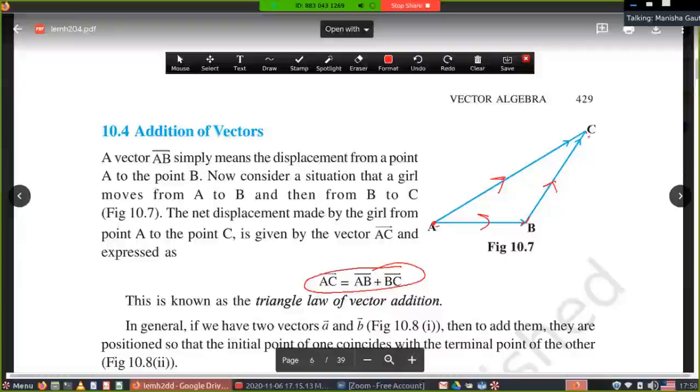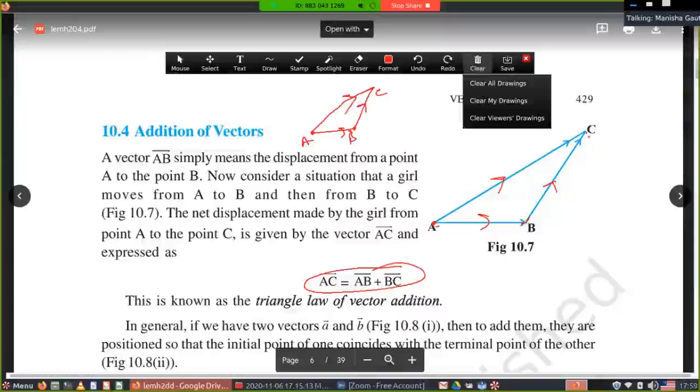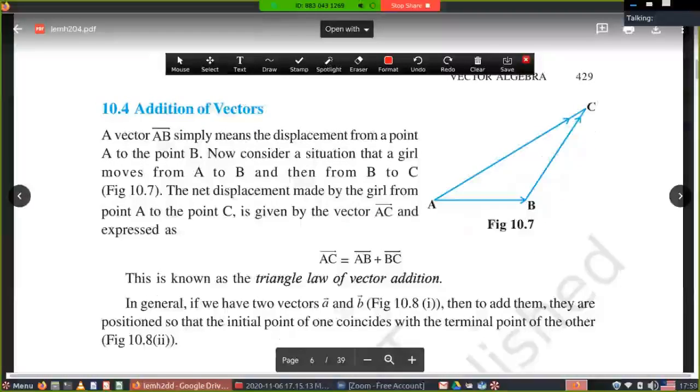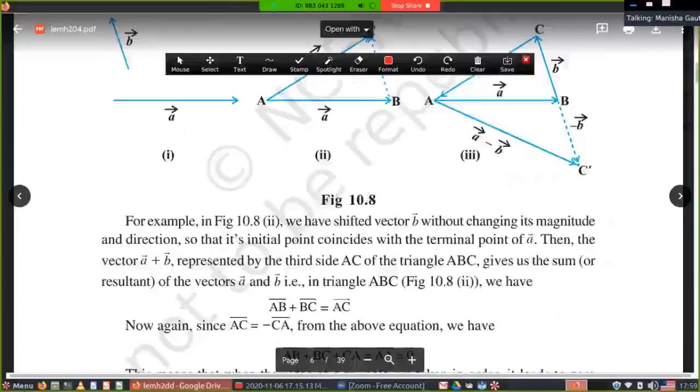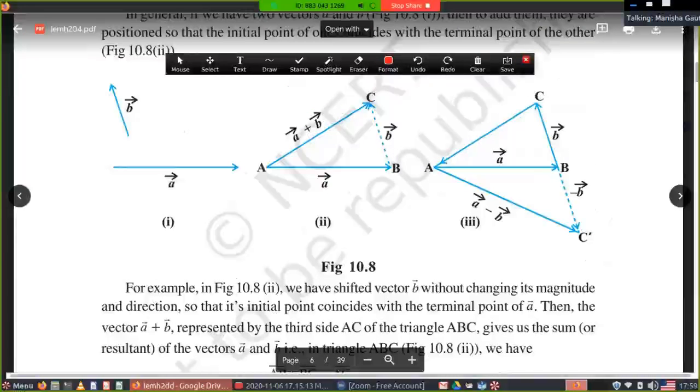But what we have done is like this, in this direction, this is AB, then B to C, with the arrow sign, you can see B to C. Now join A to C; this is the addition of vectors AB and BC. This is the AC vector and the direction will be like this. Carefully you have to mention the direction. You can write it like this.